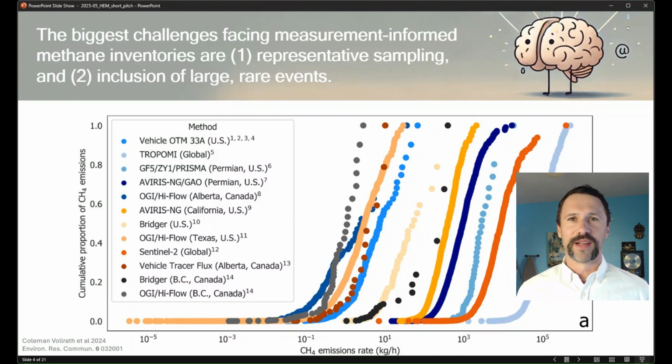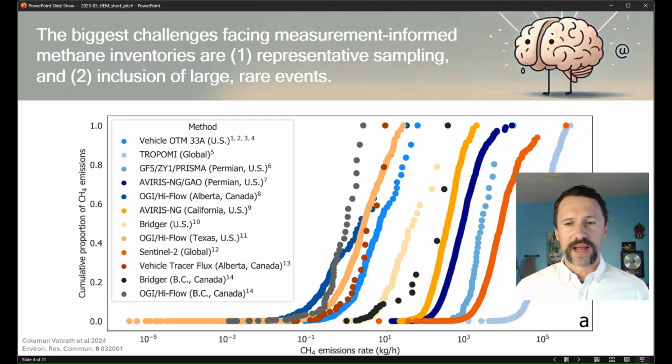This week, in light of OGMP 2.0, I wanted to talk a little bit about measurement informed inventories. We've been building out a lot of level 5 inventories, combining measurement data from a broad range of sources. So I wanted to look at a little bit of that measurement data and talk about some of the challenges that we have in taking that measurement data and putting it into inventories.